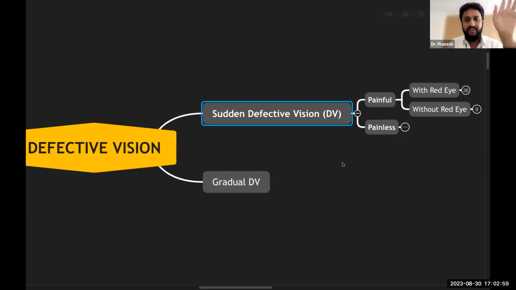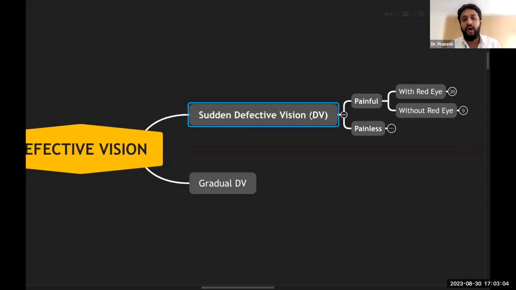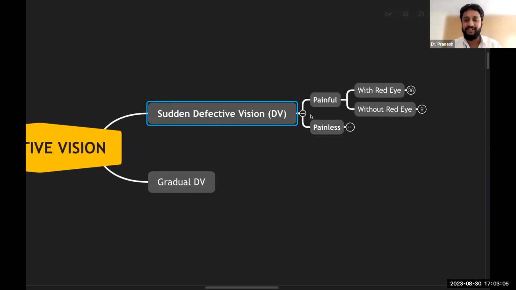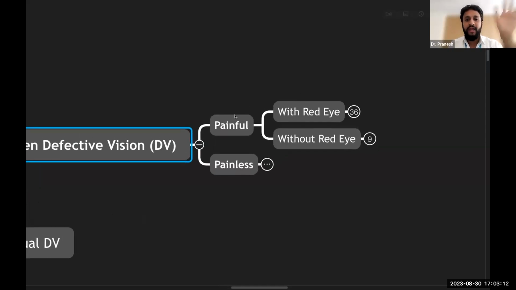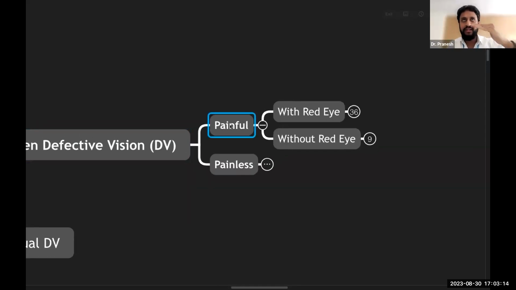Defective vision can be either gradual defective vision or a sudden defective vision. So of this, which is emergency, obviously it's going to be the sudden onset defective vision. Sudden onset defective vision, ask the patient, is it painful or is it painless? If it is painful, again, think of two things. Is the patient's eye red or not? Is it with red eye, without red eye? If it is with red eye, can you recollect what are the conditions? Very easy.